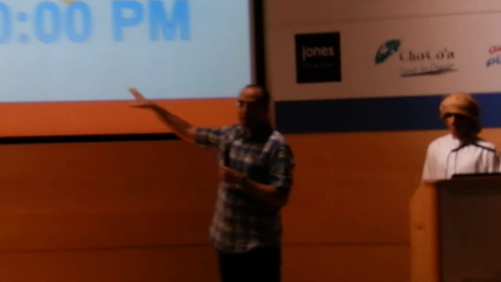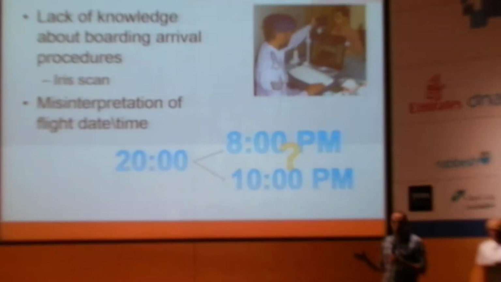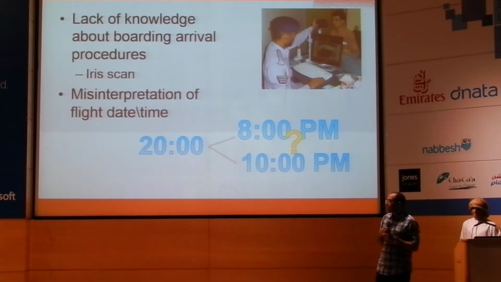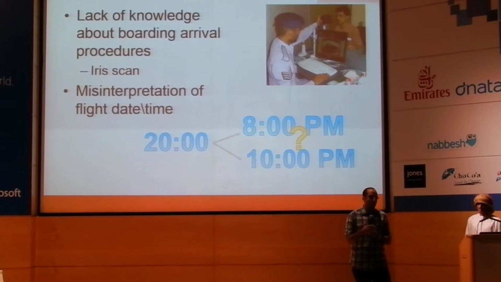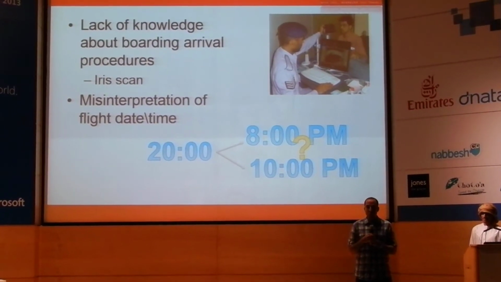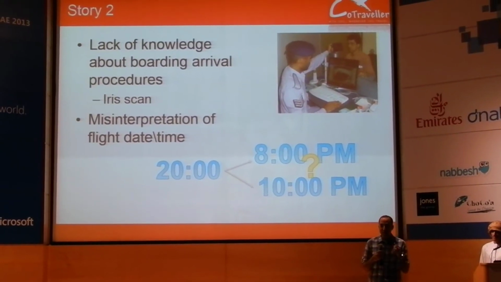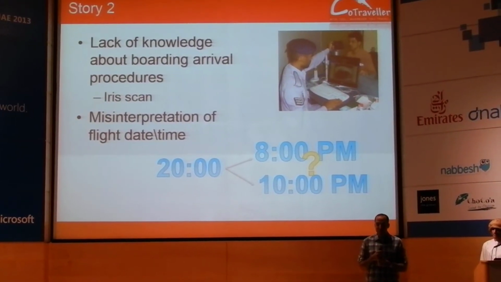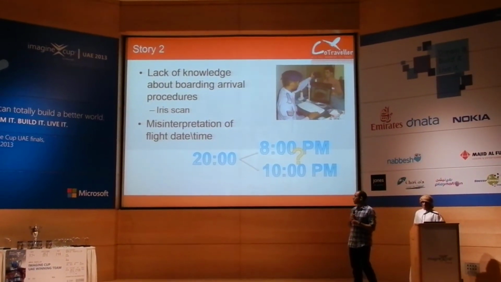Another scenario, which might be funny: the time in flights is mentioned in this format, 20, right? So this 20 is equivalent to 8 o'clock. My sister interpreted this as 10 o'clock, and nobody double checked. So imagine that 2-3 hours before the flight, we just discovered that the flight is at 8 o'clock, not 10 o'clock. So we wanted to help also in this kind of scenario.